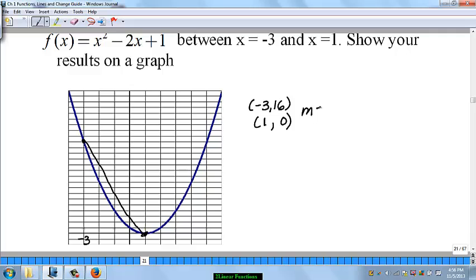Let's try it. Slope is 16 minus 0 over negative 3 minus 1, or 16 over negative 4, or negative 4. And that looks like a negative 4 slope. That's the basics of rate of change.